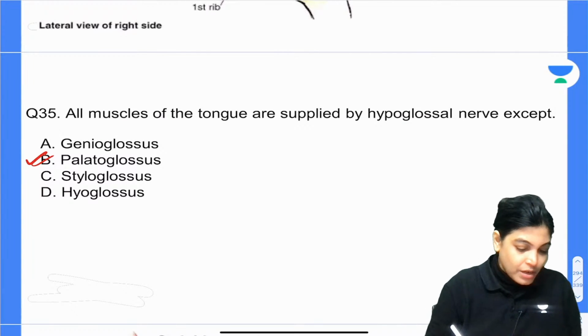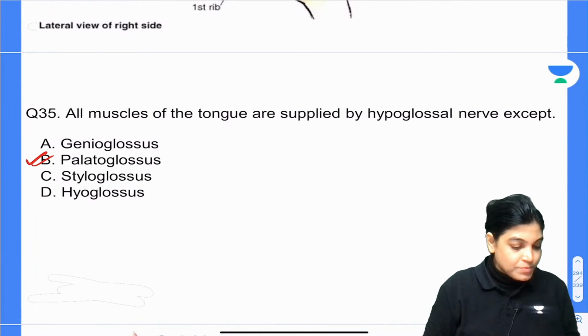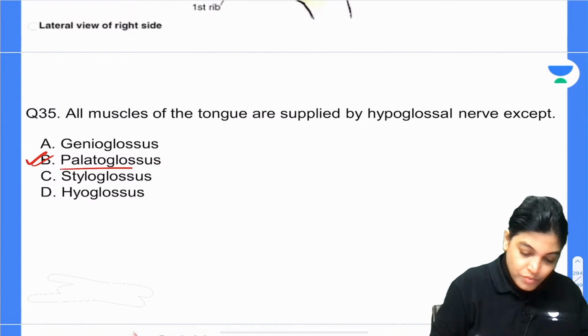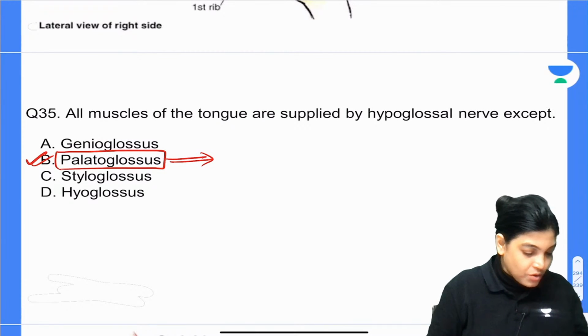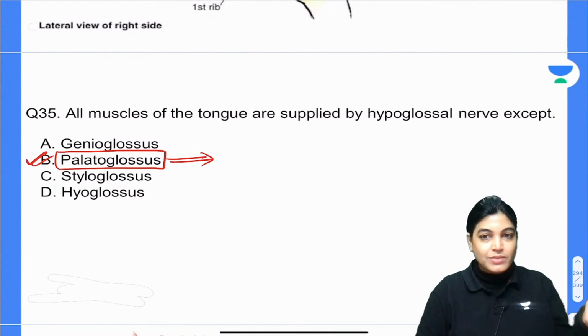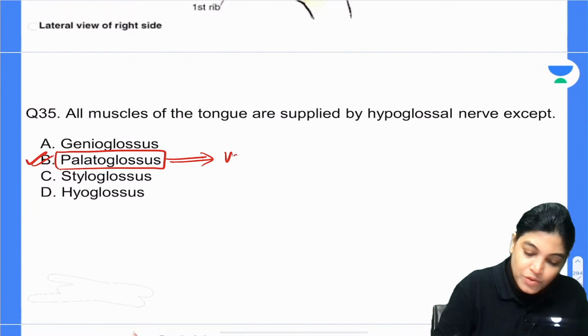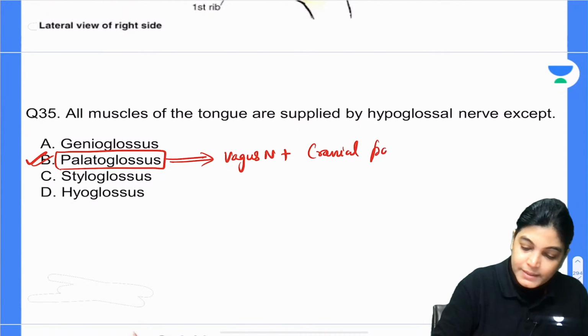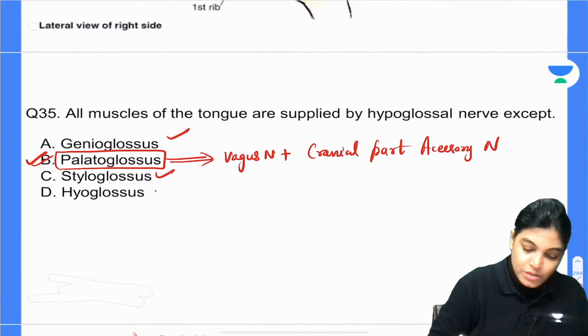Yes, Suchitra, you are absolutely right. Absolutely correct, dear. So when we are talking about palatoglossus muscle, it is getting innervation from, okay Aloksha, I think you are getting confused with stylopharyngeus. Stylopharyngeus is from glossopharyngeal nerve. Palatoglossus is getting innervation from vagus nerve, which is also carrying the fibers of cranial part of accessory nerve. All others, genioglossus, styloglossus, are getting innervation by the 12th cranial nerve.